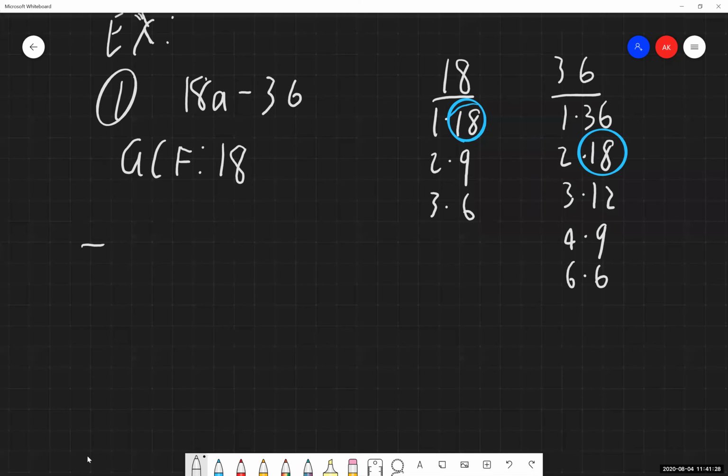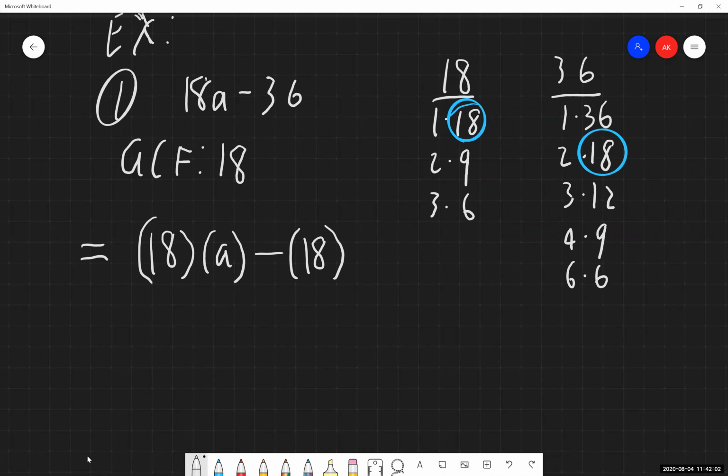So now, let's go with this. In our, I think it's our second step, and again, this is somewhat of an optional one, rewrite each term as a product using the greatest common factor. So 18 times what gives me 18a? Again, just rewriting my first term. Well, 18 times a is going to give us that. And then 18 times what gives me 36? That's going to be 2. Again, this step is optional. You don't need to do this one, but I think it helps to see in our factoring process.